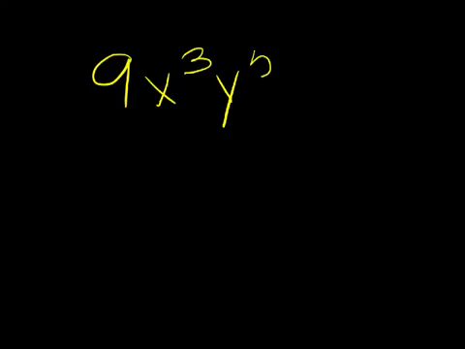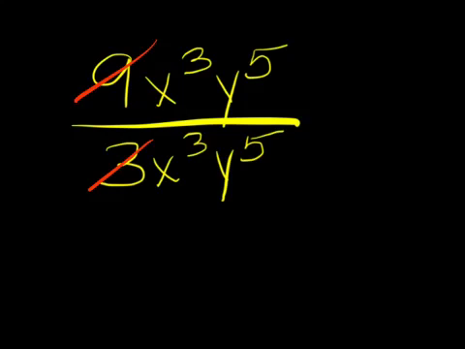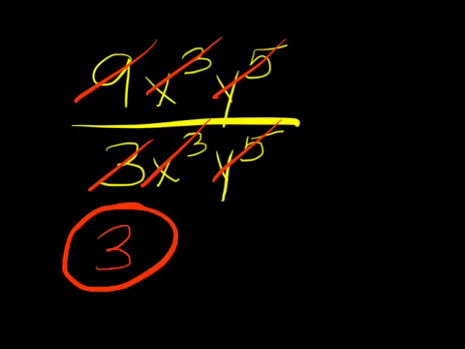Bonus problem. 9x to the third, y to the fifth, over 3x to the third, y to the fifth. Solution for the bonus problem. 9 over 3 is 3. But this and this cancel out. So your answer is just 3.